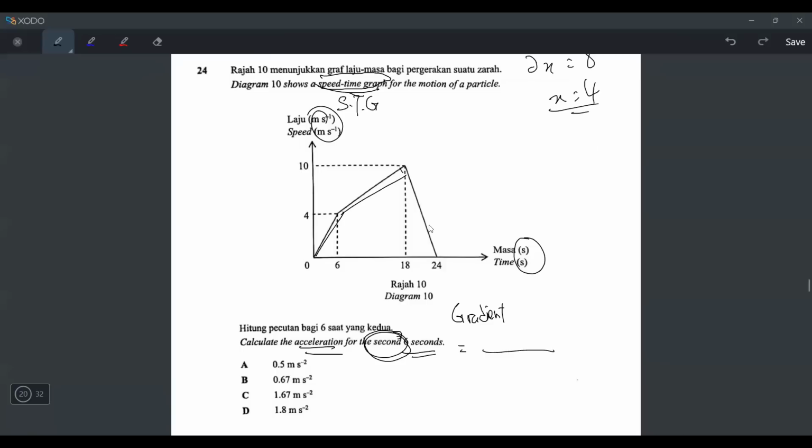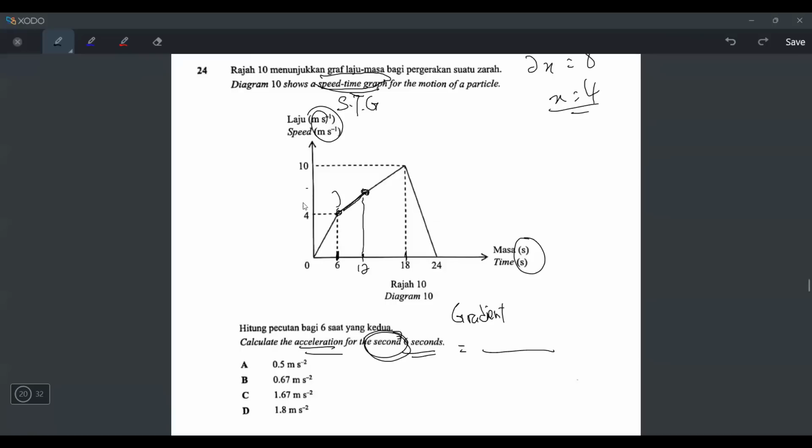In the STG, you want to find acceleration, you use gradient. But which line? There's so many lines here. Got 3 lines, and these 3 lines all have different gradient. So which line am I trying to find? Okay, they want to find acceleration for the second 6 seconds. Can I take this line punya gradient? I don't think so, because this is first 6 second punya. So I think I need this line, but they say second 6 second. This is 6, this is 18. So if I start from here, after 6 seconds, it will be 12, right? So I'm trying to find the gradient of this line and this line, right?